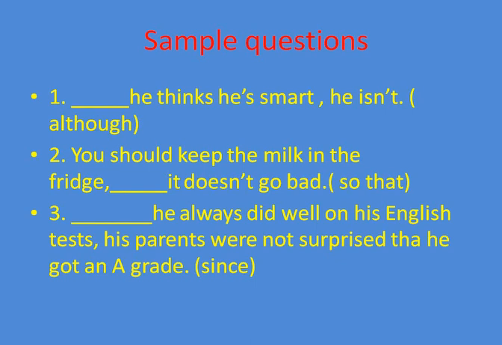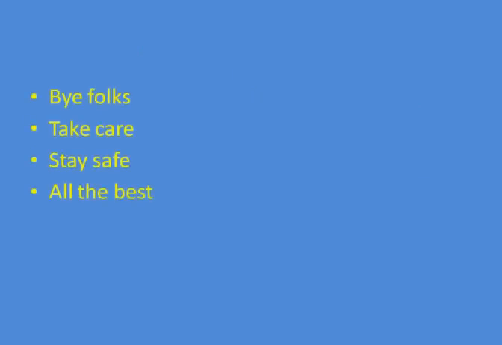The third question: blank, he always did well on his English tests. His parents were not surprised that he got an A grade. So here he is talking about the result. So since he always did well on his English tests, his parents were not surprised.